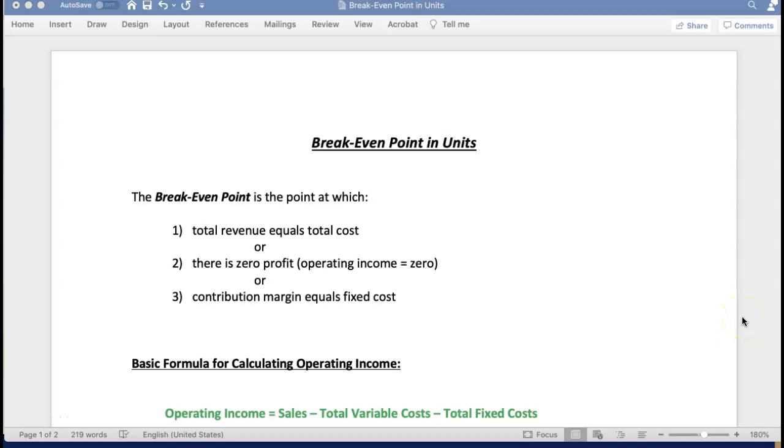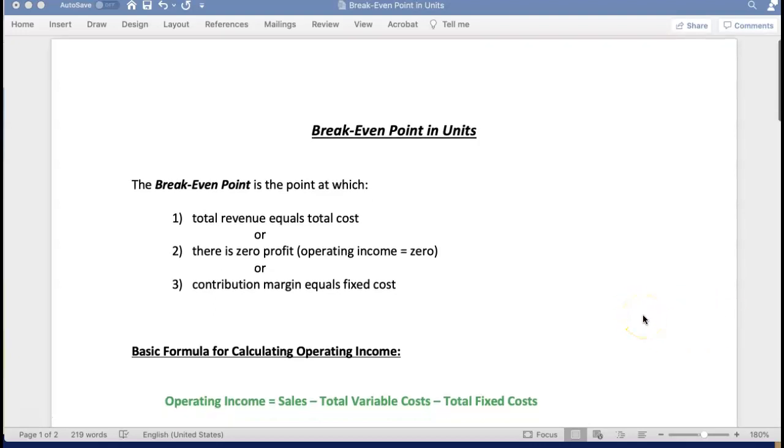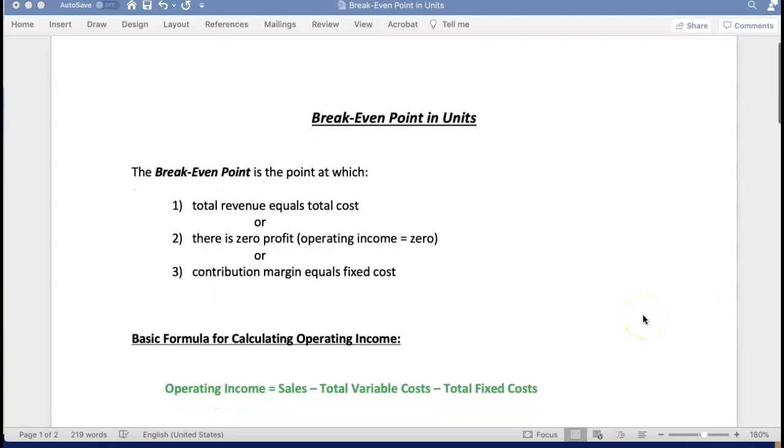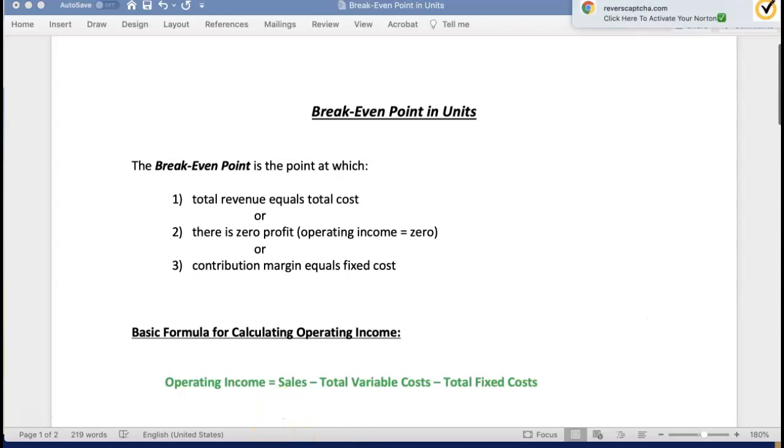The break-even point is the point at which total revenue equals total cost, or there is zero profit, meaning operating income equals zero, or it can be stated as contribution margin equals fixed cost. So we see here the basic formula for calculating operating income. It's operating income equals sales minus total variable cost minus total fixed cost.